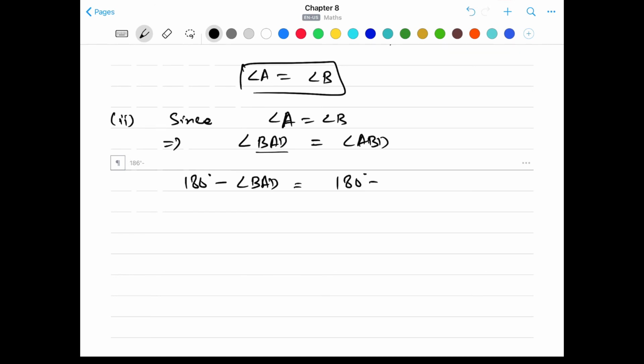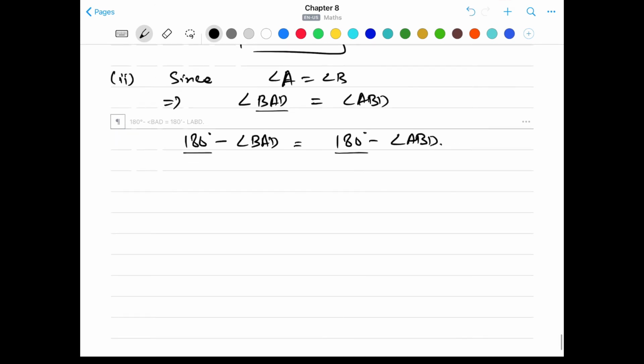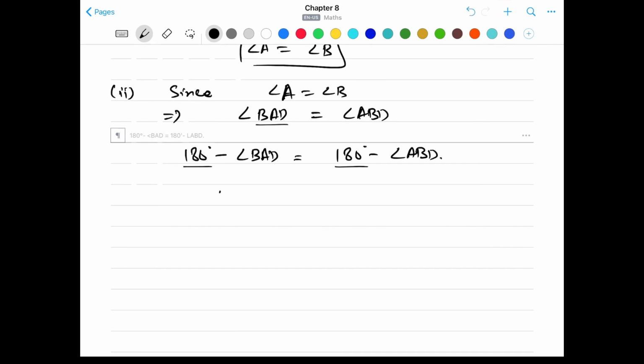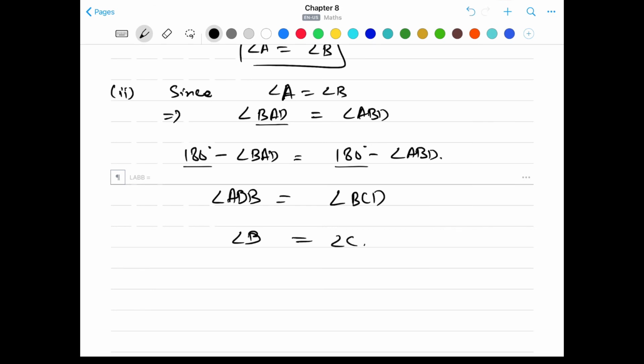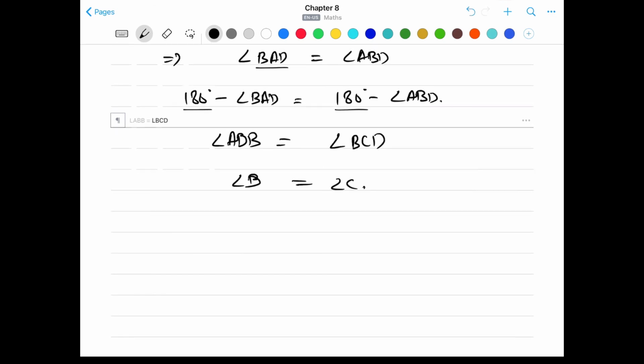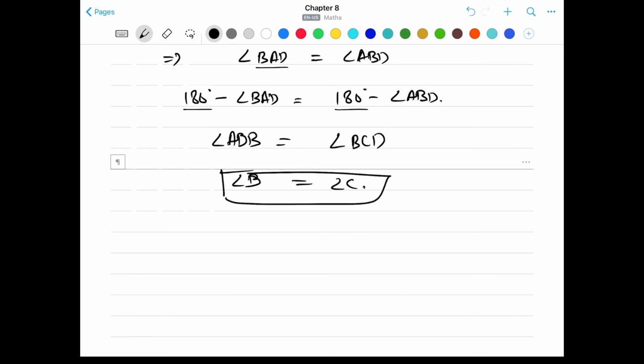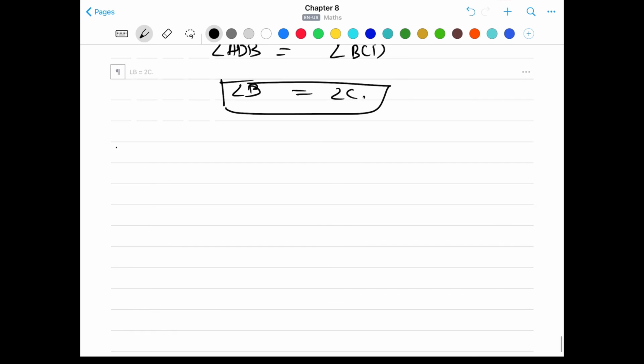and similarly 180 degrees minus angle ABD. Okay, we have subtracted both the angles from 180, so this will not change the value. So 180 minus angle BAD equals 180 minus angle ABD. Okay, so 180 minus BAD will give us angle ADB, and 180 minus angle ABD will give us angle BCD, which means angle D is equal to angle C. Okay, and that's what we are asked to prove here. So that's the proof of the second part, that angle D is equal to angle C.